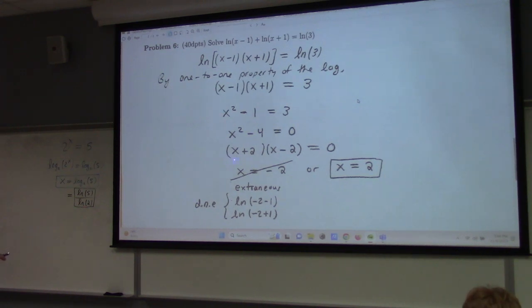But hey, that factors: x plus 2, x minus 2. So we get minus 2 or 2. But minus 2 doesn't work, because if we go back to the original equation, the domain does not allow for minus 2 as a solution. If you plug minus 2 into the original equation, you get log of a negative number, which, since you guys won't let me teach you complex analysis, we're not allowed to do.